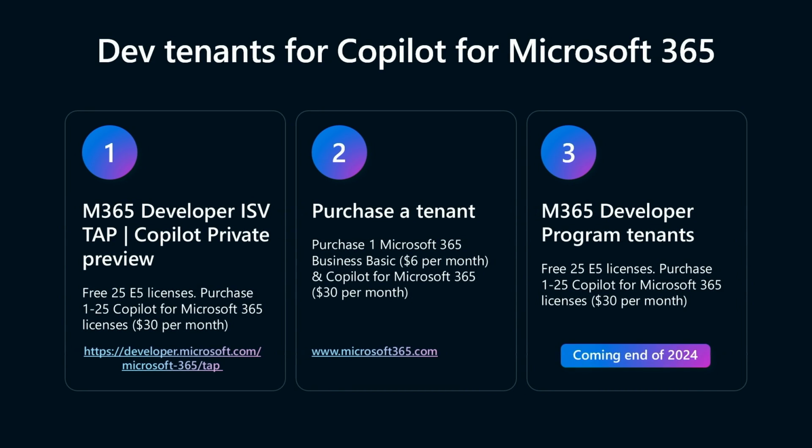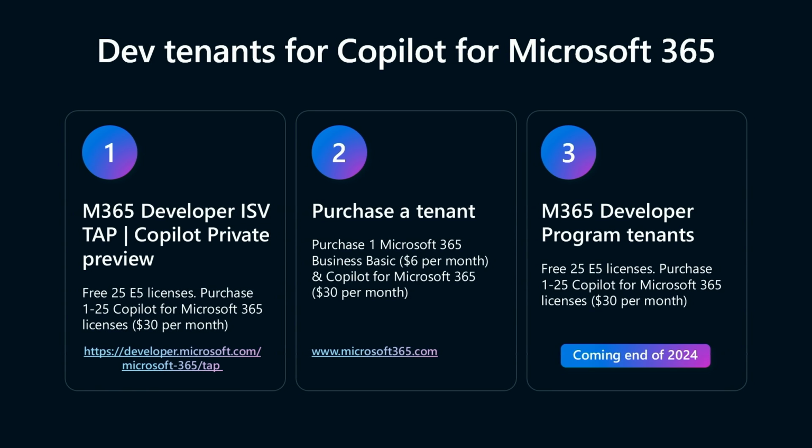I want to cover one last thing before I hand over to Barnum. We get this question a lot. How do we start building with Copilot for Microsoft 365? If you're in the ISV program that my team runs, you can have access to a private preview of what we will launch publicly later in the year. Effectively, you get 3 25 E5 users, and then you can purchase Copilot licenses on top.